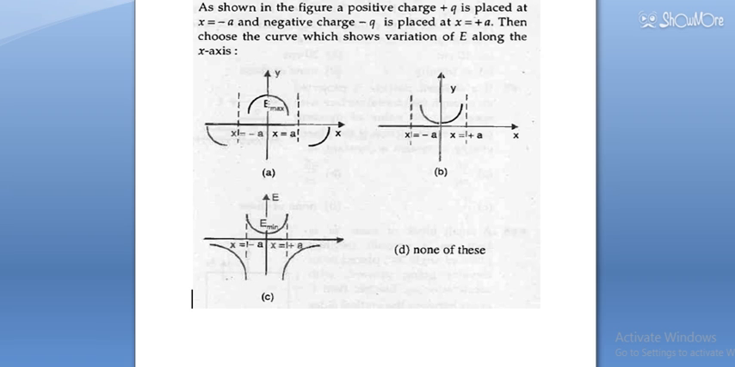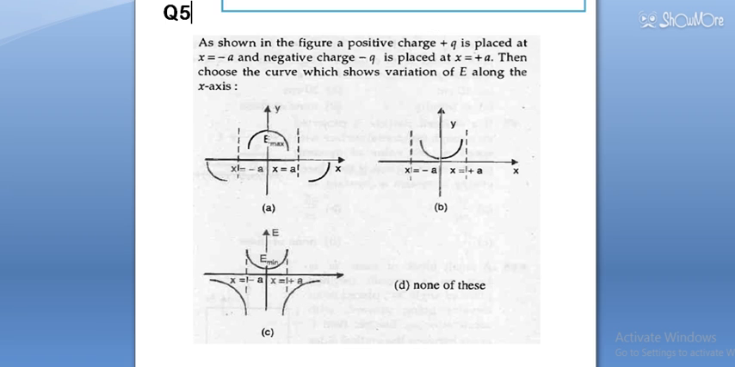So in the next question, as shown in the figure, plus q charge is placed at... okay, so this is another question from the graphical representation of electric field. See it carefully. Plus q charge is placed at minus a, so that means at x equal to minus a plus q charge is placed, and negative charge is placed at plus a, so minus q is placed here.